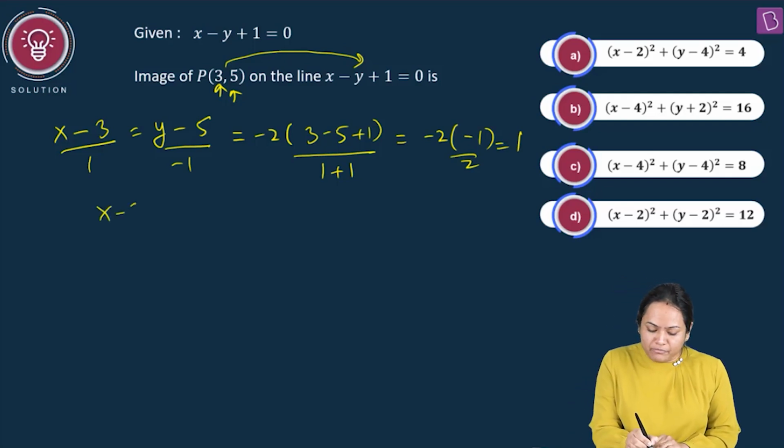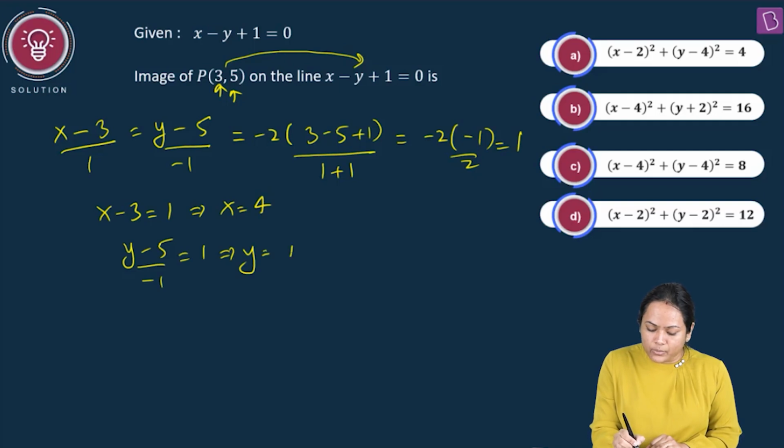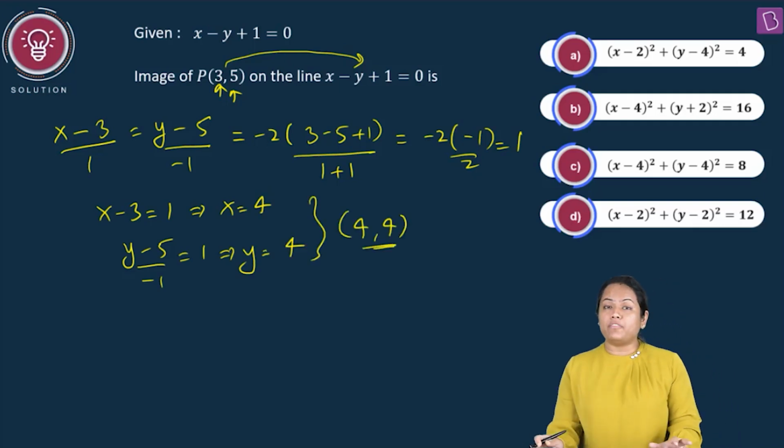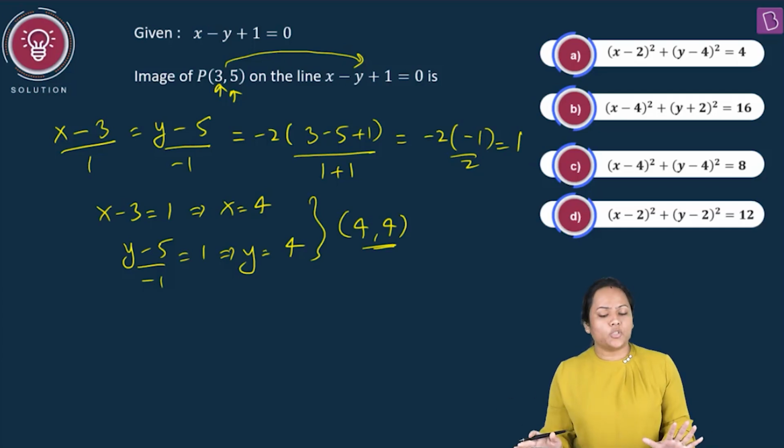So that means if my x minus 3 is 1, my x value is 4. Similarly, my y minus 5 upon minus 1 is 1. That means my y value is again 4. So my image has coordinates (4, 4), and I'll just substitute in the options and check.